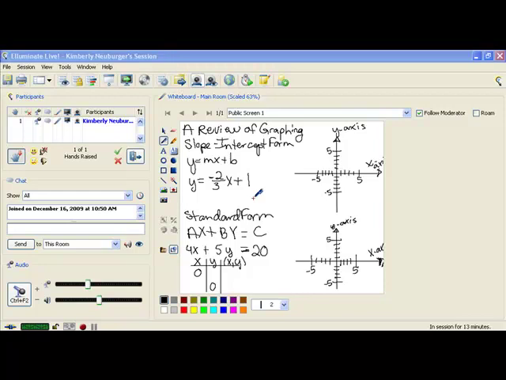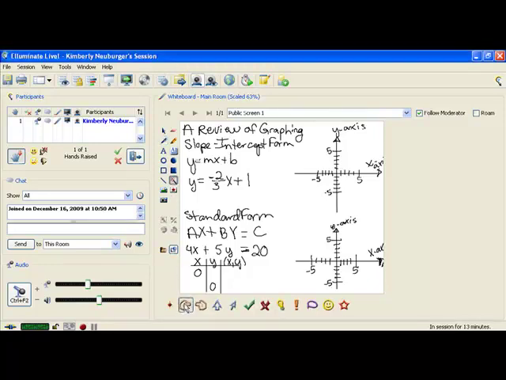Class, today we're going to be solving systems of equations by graphing. Before we get into that, I want to have a short review of graphing lines to make sure that everyone remembers how to graph a line. There are two forms of the line that you will most likely see.